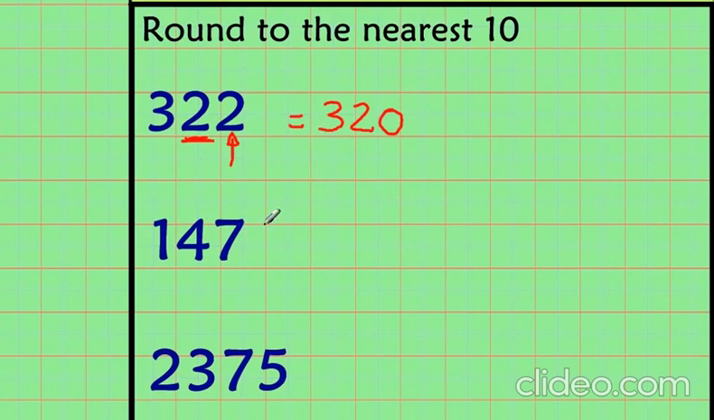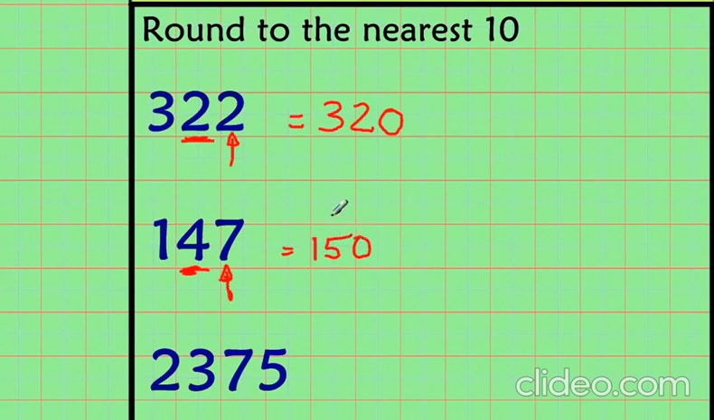Let's look at the same thing here. I'm looking for the nearest 10 again. So I underline the tens digit, and I look for my indicator. Here we go, the number 7. Well, 7 is above 5, so that tells me I'm going to round up. I go back to my underlined digit, and it moves up. The 1 I don't touch, nowhere near that. I'm only ever changing the underlined digit and everything to its right. So the 1 stays the same. The 4 was rounded up, so it became a 5, and everything else becomes a 0.